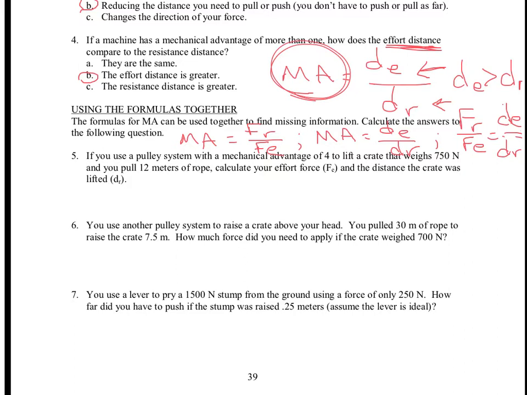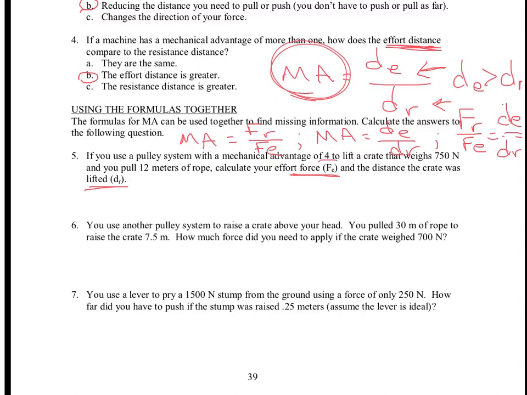If you choose a pulley system with a mechanical advantage of 4 to lift a crate that weighs 750 newtons and you pull 12 meters of rope, calculate your effort force and the distance the crate was lifted. So we're actually looking for 2 variables here, which means we're going to have to do these 2 equations separately.